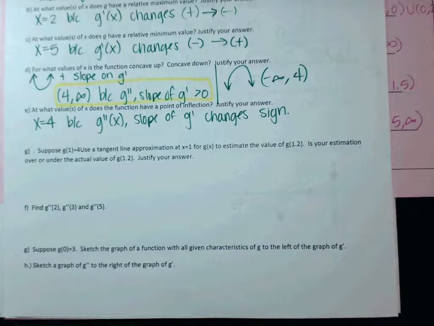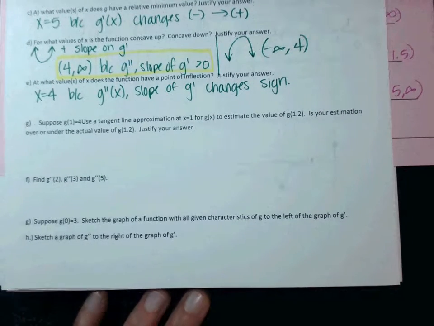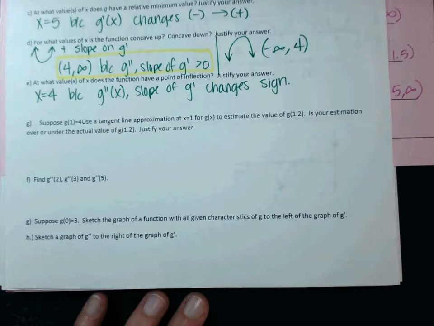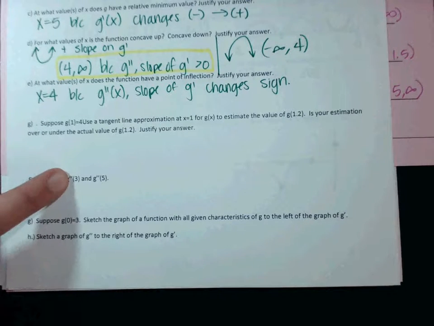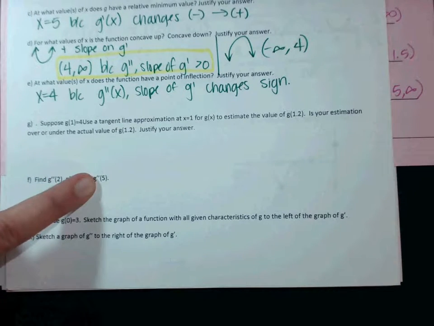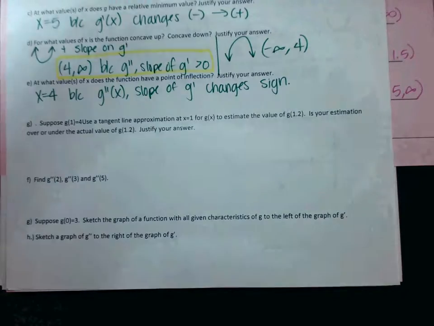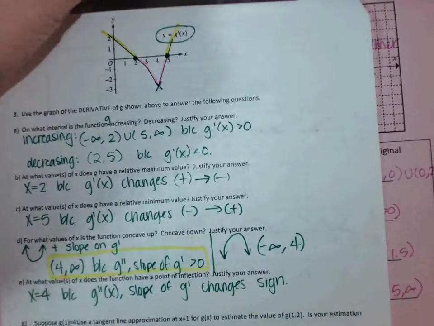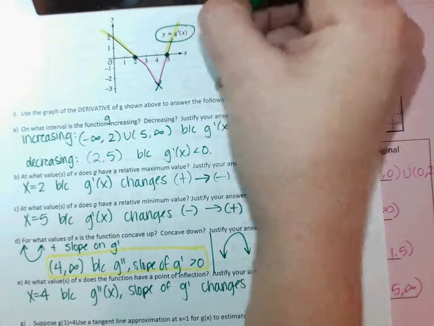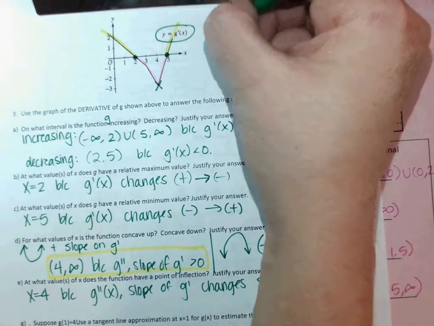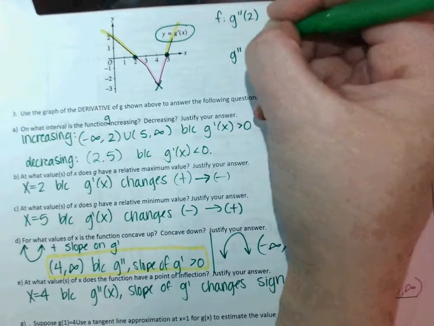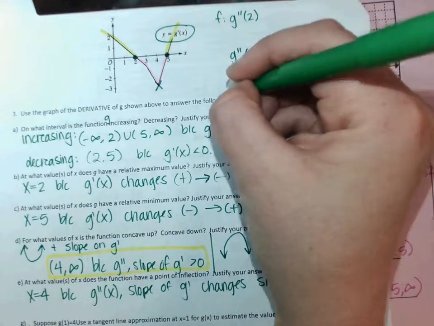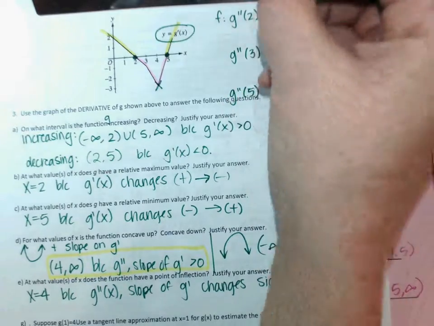Okay, we're going to skip down to F for a second. Part F is asking you to find specific values. So, G double prime at 2, G double prime at 3, G double prime at 5. I'm going to go up to my graph and write them on the side. Okay, so this is part F. It asks me to find G double prime at 2, G double prime at 3, and G double prime at 5.